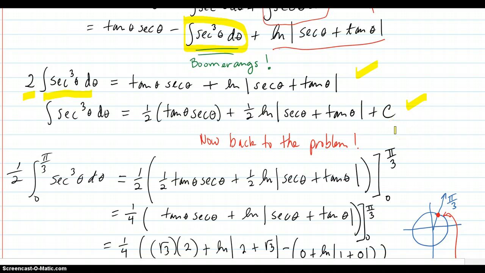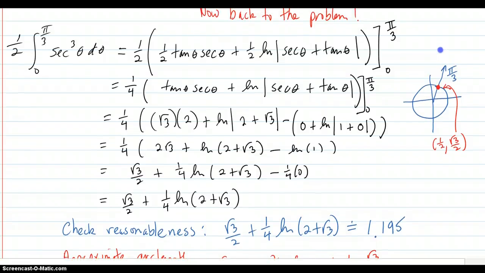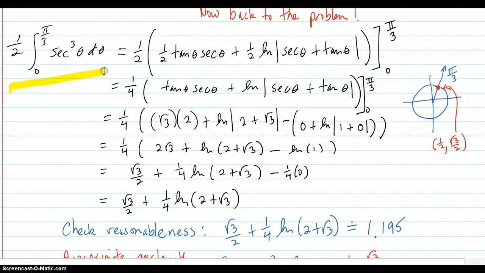Now back to the original problem. The original problem had this integral here, is where we left it. So I plug in what the integral of secant cubed was, which is all this. Evaluate from 0 to pi over 3, and of course the 1/2 is coming from here and here. Then I factor out a 1/2 multiplied by the 1/2 already, and we have 1/4 out there. Now I'm going to evaluate from 0 to pi over 3.